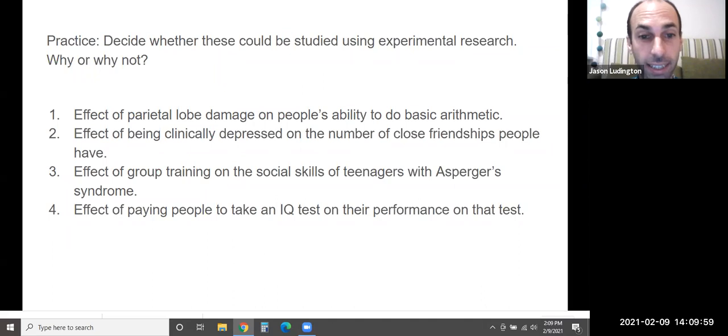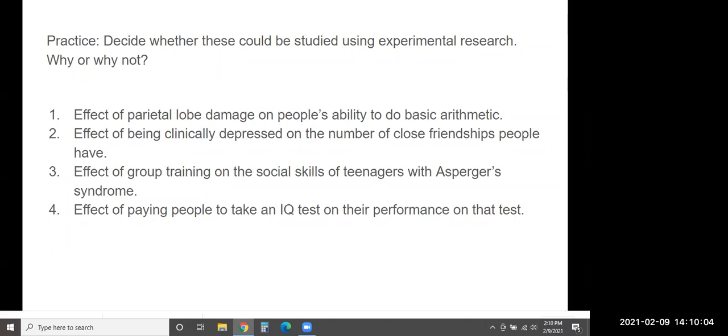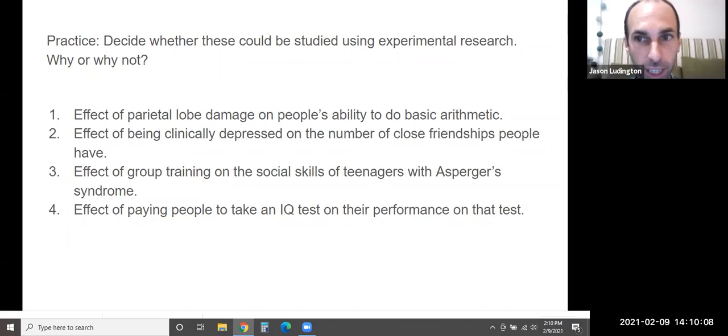You're right. That's a good critique on this number 2. I didn't define close friendships or even imply how to measure it. So you're right, that's a good critique. And you're right that it's not ethical to study this in an experimental way. So we would not use an experiment for number 2.